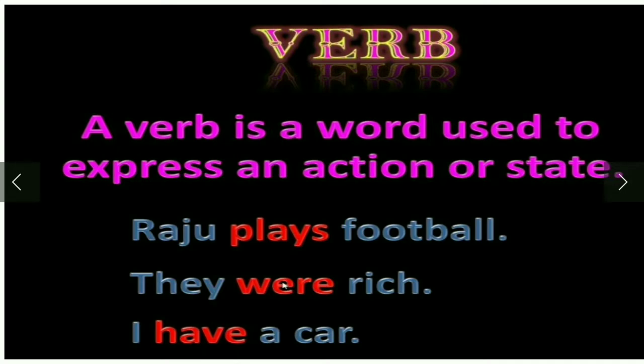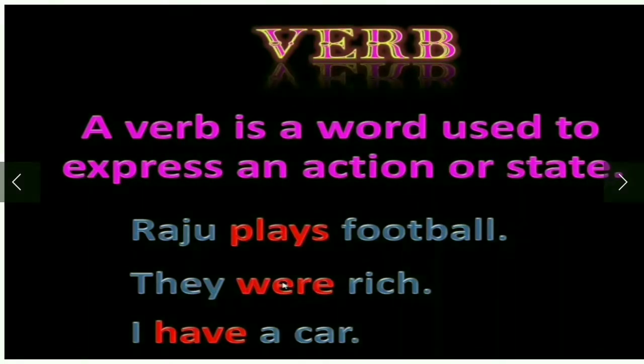Let's take the third example. Here it is written, I have a car. Here I is the pronoun word, car is an object which is also a noun. A is the adjective word here. Here in the absence of main verb, have becomes the main verb and it expresses the ownership of car by the pronoun word I. Okay?